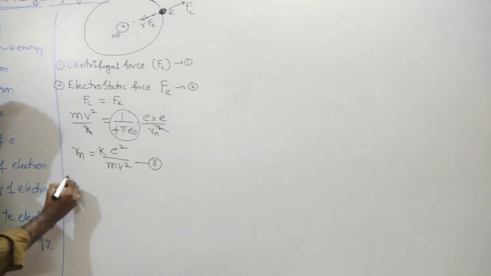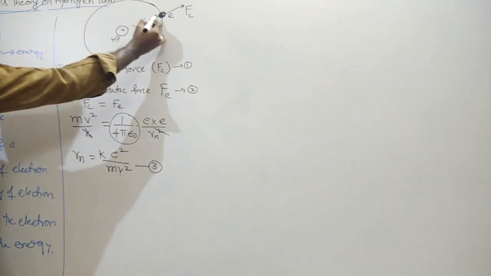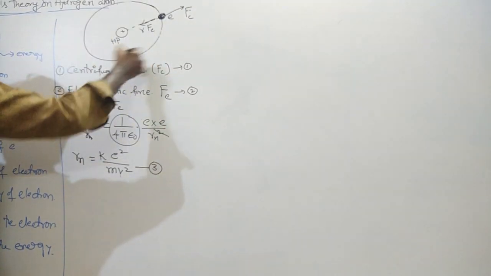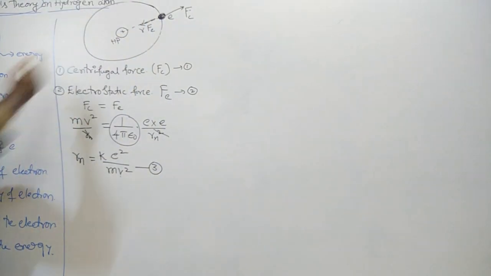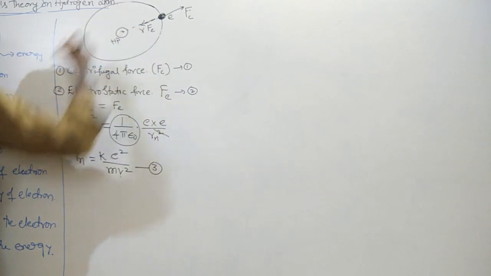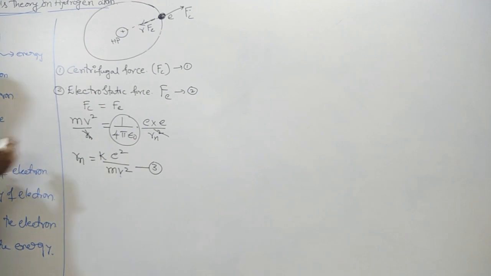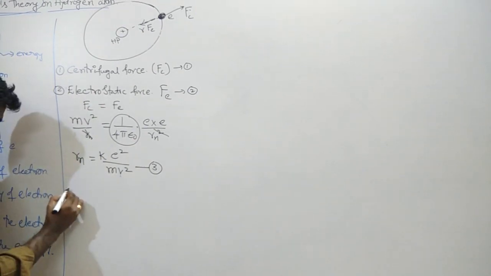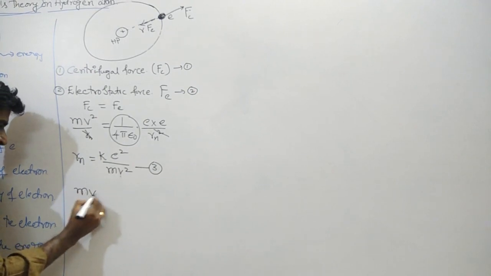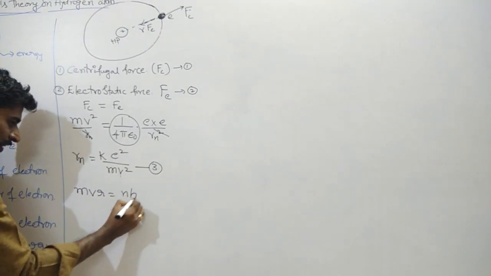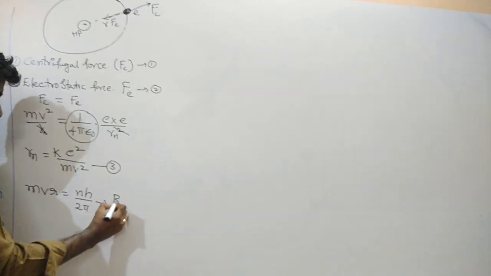Now what is the condition we have? According to Bohr's theory, if the electron is revolving in a particular stationary orbit, the angular momentum should be equal to nh by 2 pi. So in the stationary orbit, the angular momentum mvr is equal to nh by 2 pi. This is the formula we are using, according to Bohr's theory.